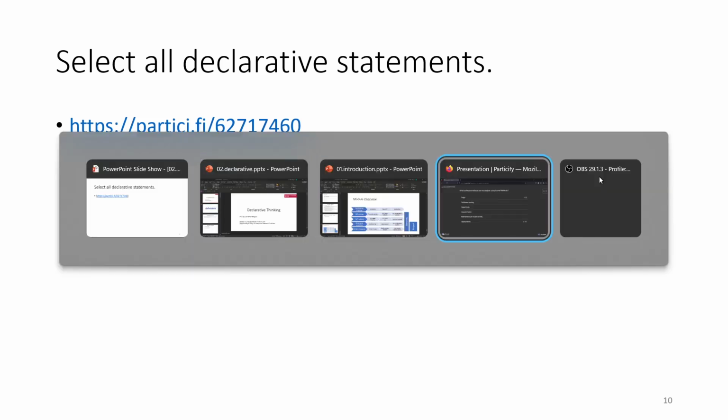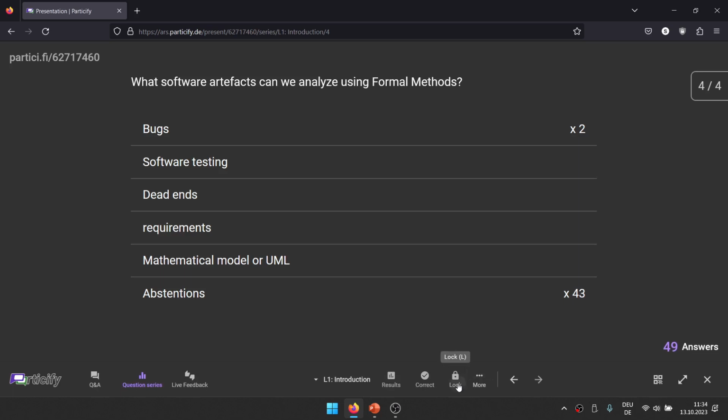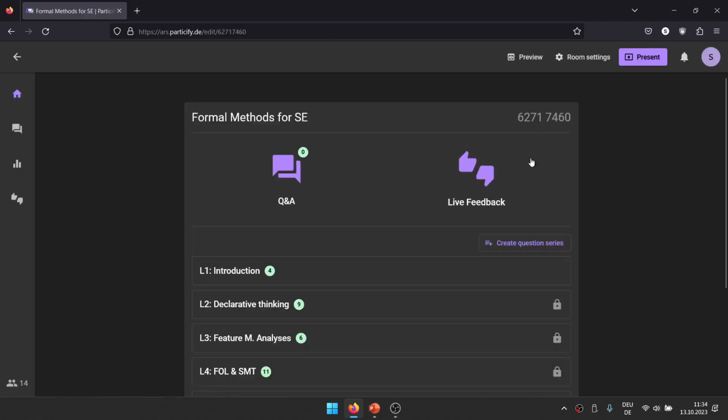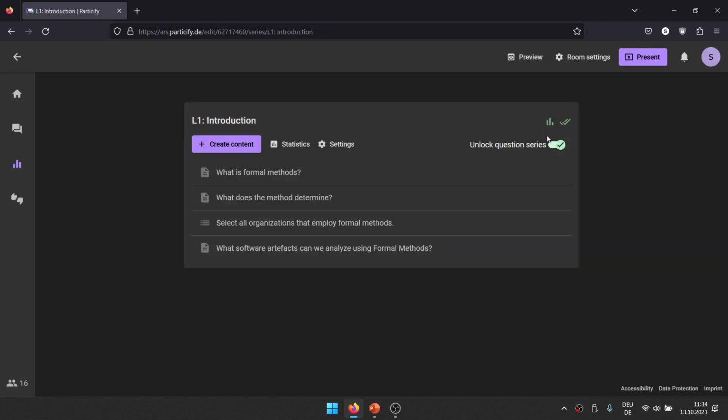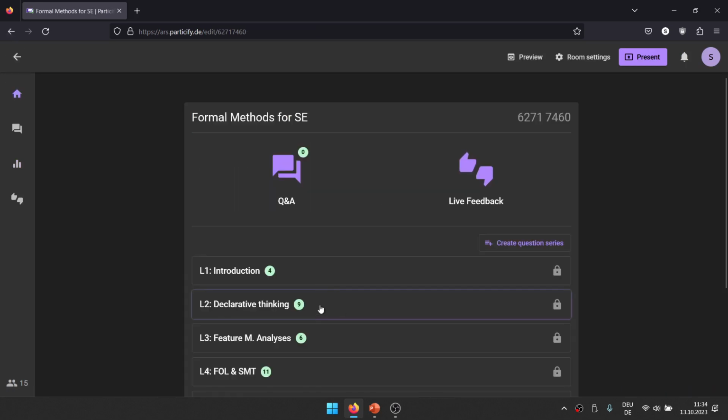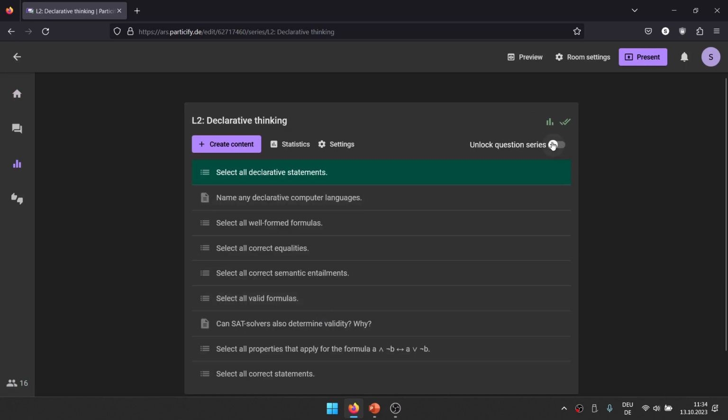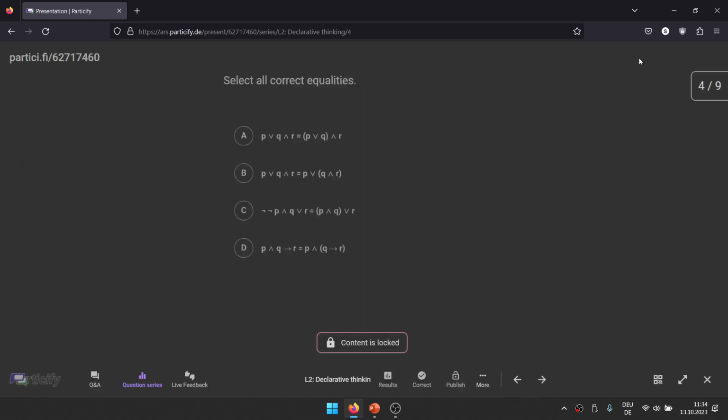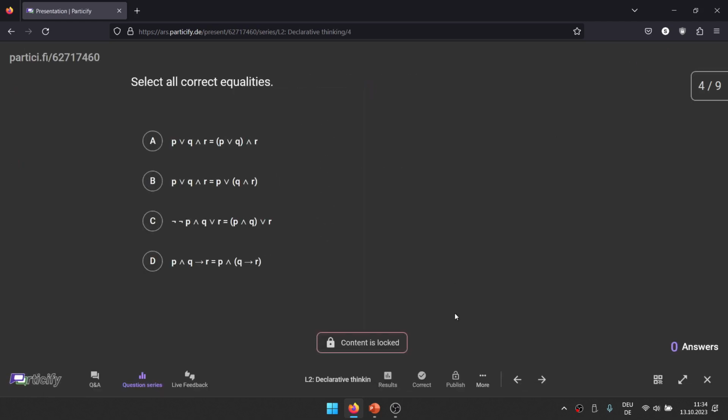Okay. Now let's see if we can detect what's imperative, what's declarative in some statements. So I have to disable this one. That's not quite right. Wait, let me.